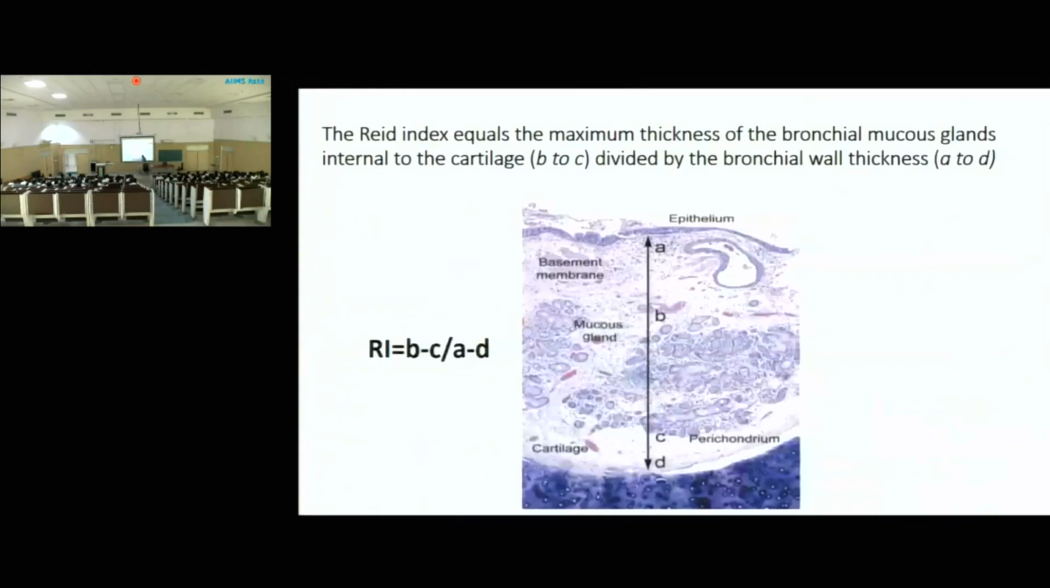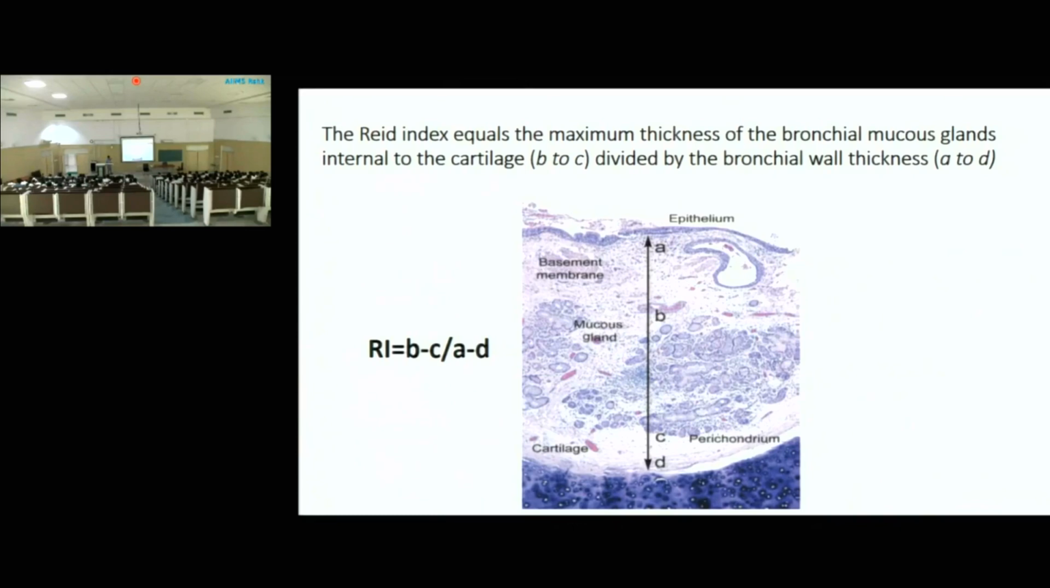So what is Reid's index? It is a ratio. This is a normal histology section. You can see the epithelium, or mucosal lining, followed by the submucosa. You can see there are submucosal glands, right? In normal there will be very few. But in patients with chronic bronchitis, you can see the number of glands is quite increased. Also, you can see there are a few large glands and a few small glands.